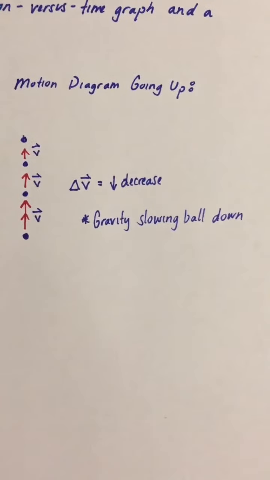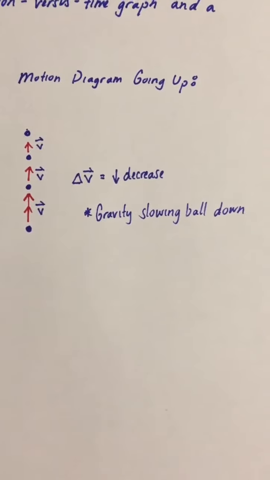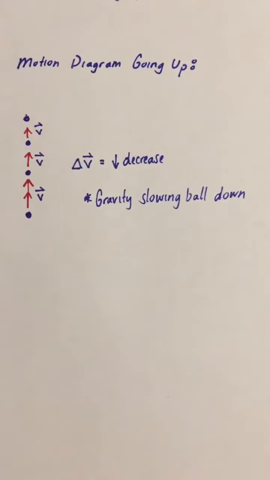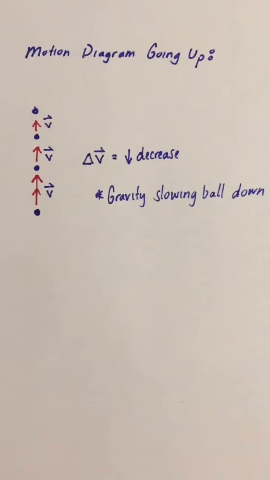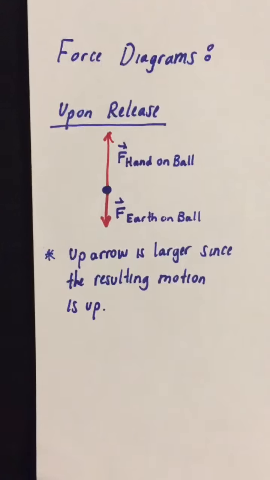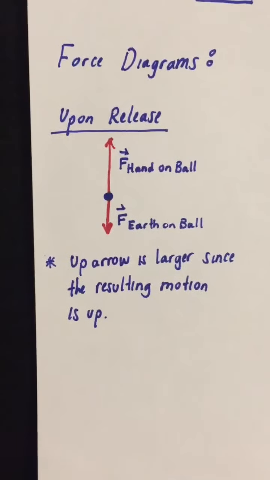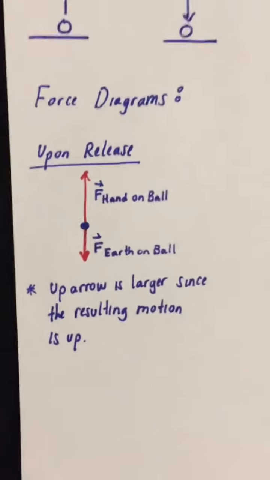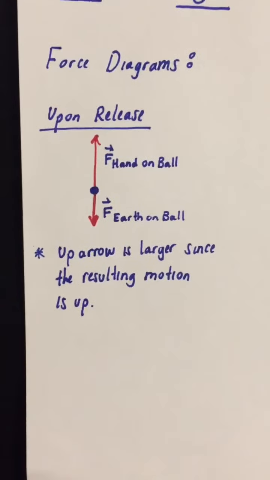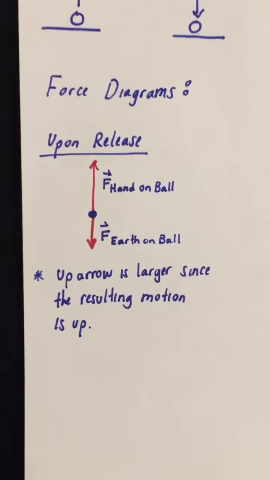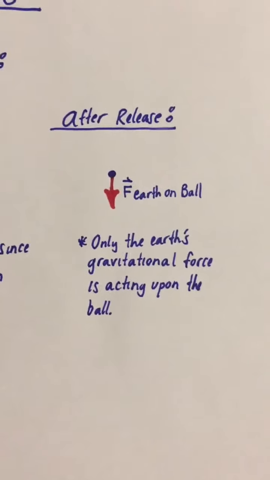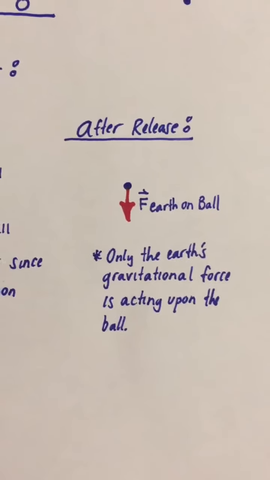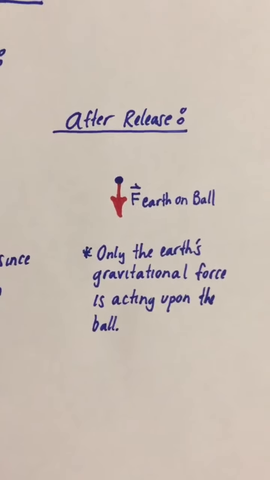This is the motion diagram for the ball going up. The velocity begins to decrease as the ball moves up, since gravity, over time, is slowing the ball down. This is the force diagram for the ball upon release. The up arrow, the force of the hand on the ball, is larger since the resulting motion is up. This is the ball after the release. Only the Earth's gravitational force is acting upon the ball at this point.